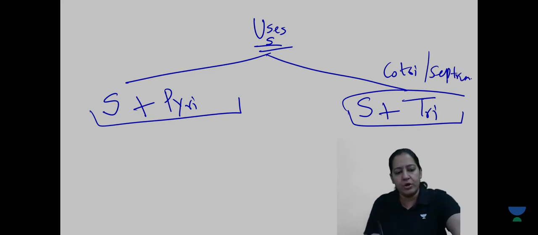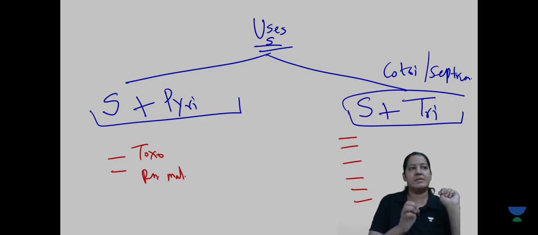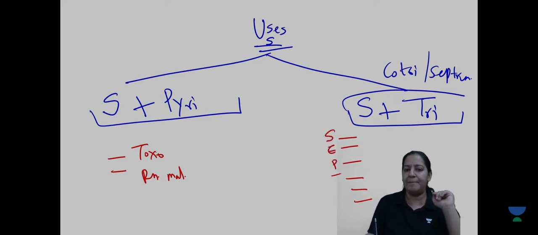Who will tell me the uses of this combination? Only two uses. And who will tell me the uses of the other combination? Seven uses. Here only two uses are there: number one is toxoplasma and number two is resistant malaria. Coming to the second combination, Septran is the mnemonic. So seven uses are there.